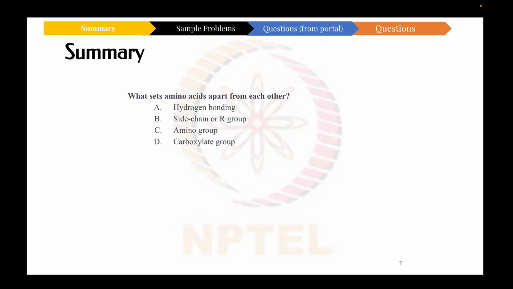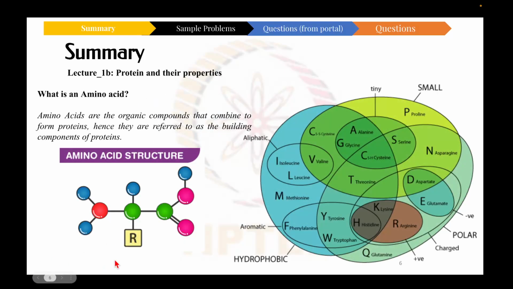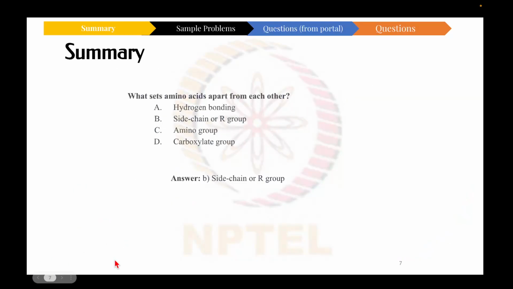So amino acids, as we discussed, differ in their R group. So the answer is B, side chain or R group.